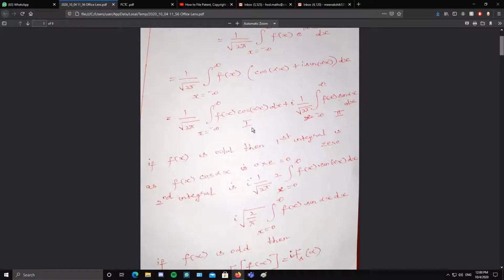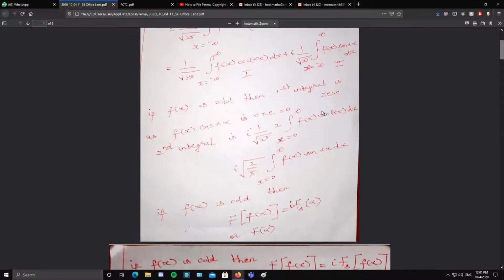If f of x is odd, we know that cos alpha x is even. Odd into even is odd. So by the property of definite integrals, the first integral is 0. Whenever you have minus a to a, you can use the property of odd and even functions. For the second integral, f of x is odd, sine is odd, and odd into odd is even.